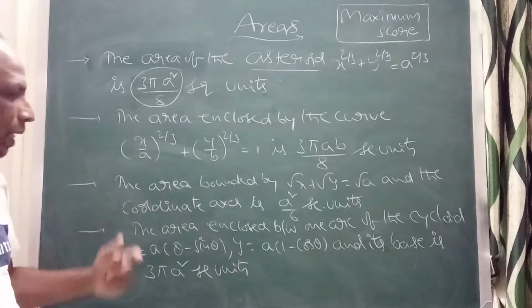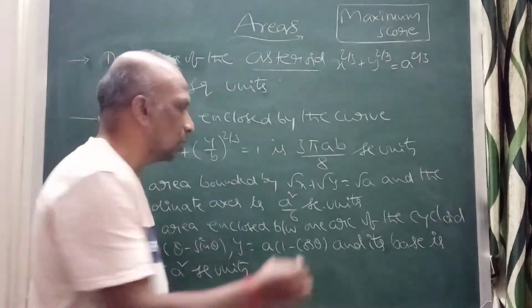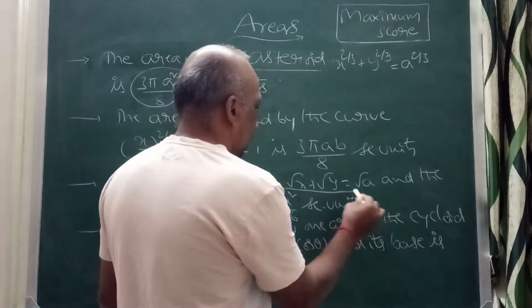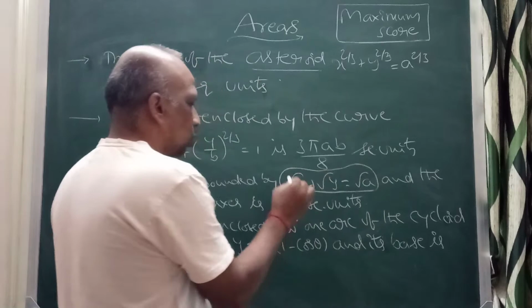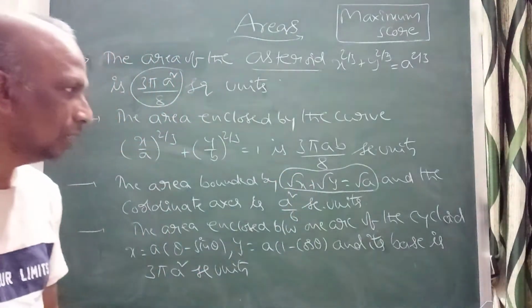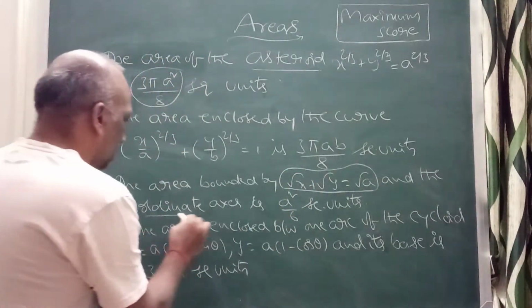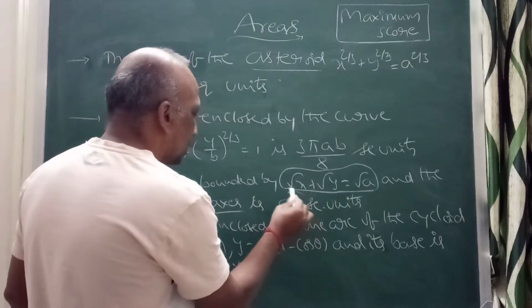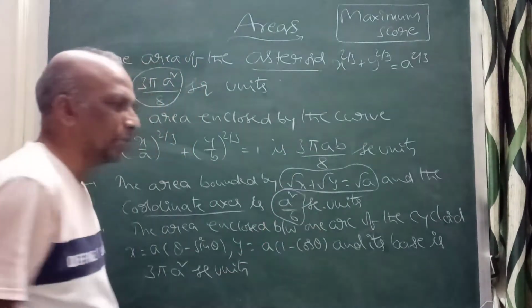Now the area bounded by root x plus root y is equal to root a. Suppose the given curve equation is root x plus root y equal to root a, and the coordinate axes, if we consider, the area is a square by 6, a square by 6 square units.